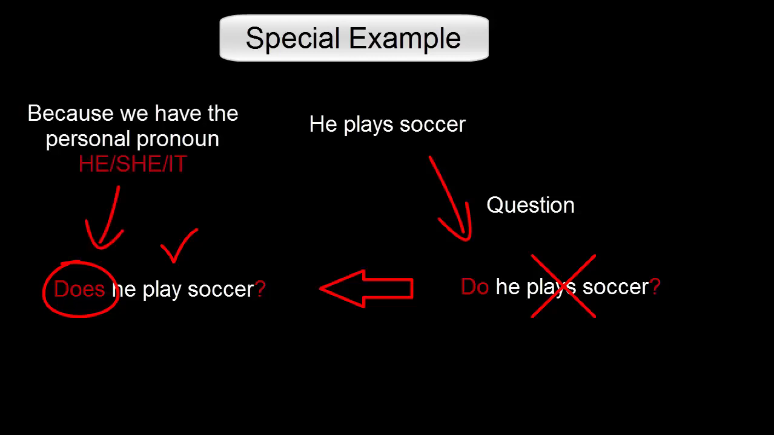We do the same if we have also she or it, because, as we said before, we always add an s at the end of the verb if we have he or she or it. That's why when it comes to the question, and we have he or she or it, we say does.